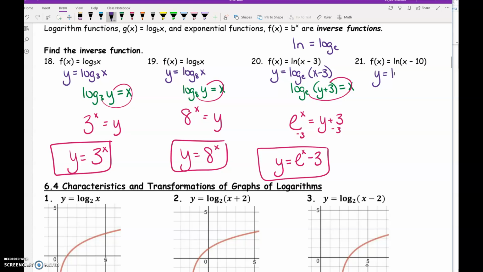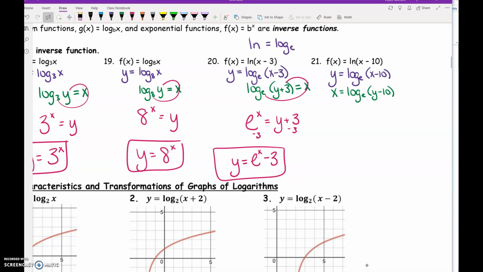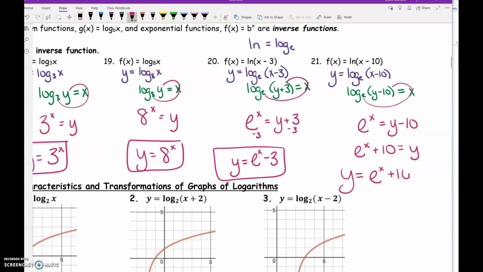When I see ln, I think about that it's log base e, switch x and y, and then I'm just going to write equals x over on the right side because it's easier to do that log ride when it's on the right. Woo! E to the x equals y minus 10. Add 10 to both sides. And then y equals e to the x plus 10.